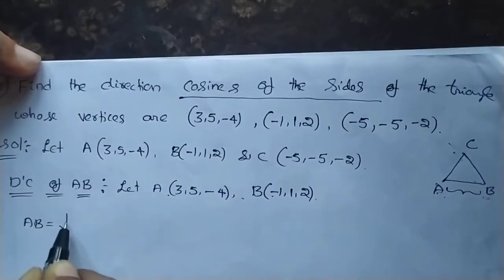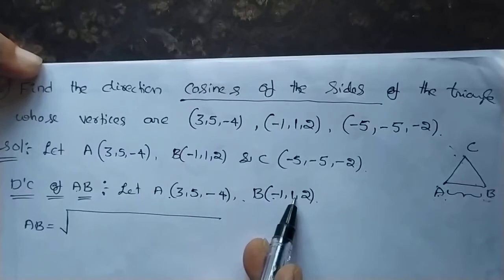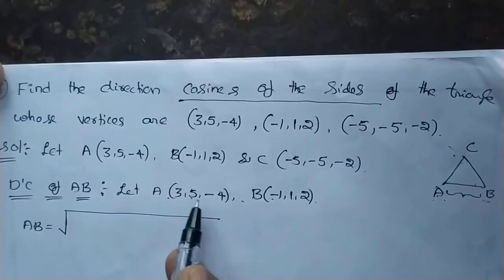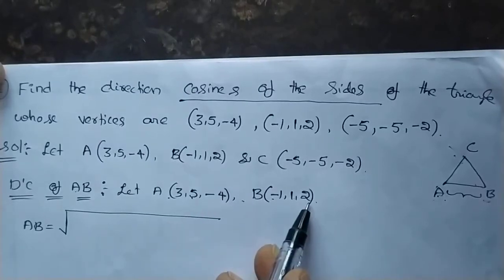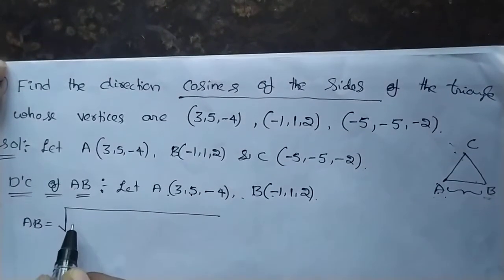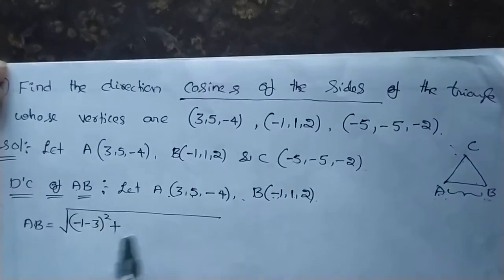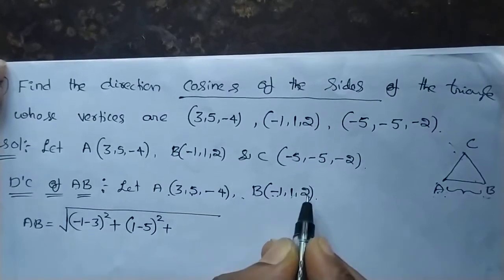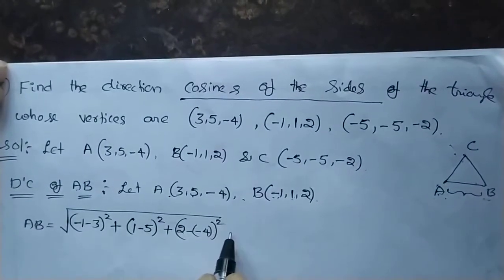AB equals square root of, how to find the distance between the points AB? x2 minus x1 whole square plus y2 minus y1 whole square plus z2 minus z1 whole square, or x1 minus x2 whole square plus y1 minus y2 whole square plus z1 minus z2 whole square. Okay, like that also we can find out. Now -1 -3 whole square plus 1 -5 whole square plus 2 minus of -4 whole square. You just simplify this.